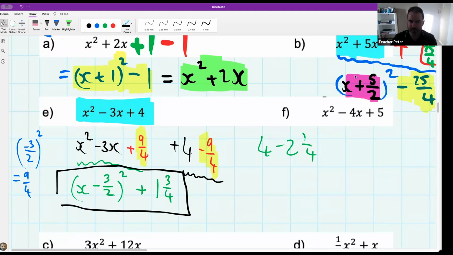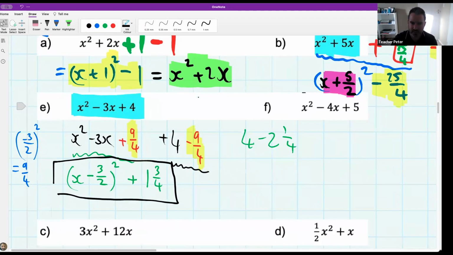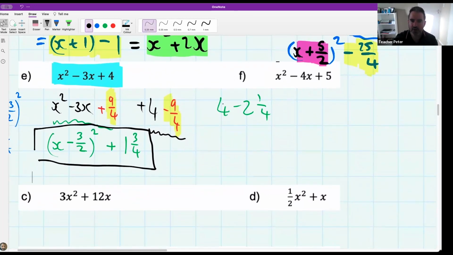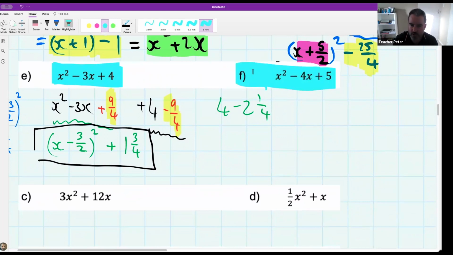Give me a thumbs up if you followed that. Thumbs down if you didn't. We're going to do another one. If everyone is okay, let's do another one, because this process gets easy when you do it enough times. I want you to complete the square for f, for this expression.